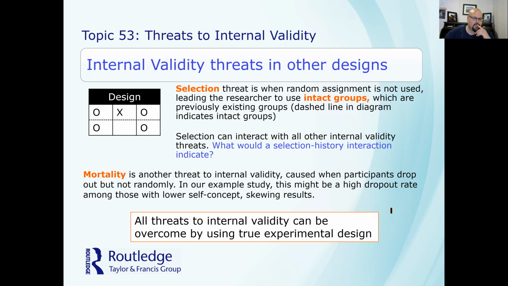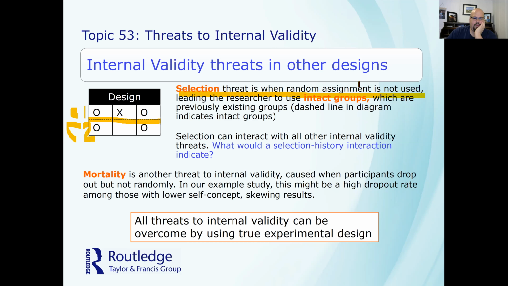Other threats, selection is a threat when random design is not used, leading the researcher to use intact groups, which are previously existing groups. When you do that, selection can interact with all those internal validity threats. So for example, having everybody from a class participate in a research study. So let's say I want to do this experiment. And in this group, I use my class 1, and this one I do class 2. You can't really see those numbers, but 1 and 2.